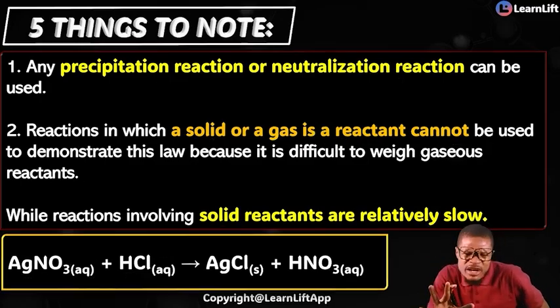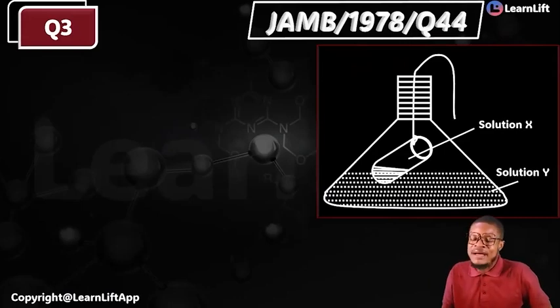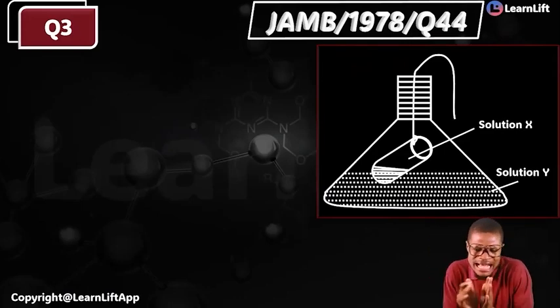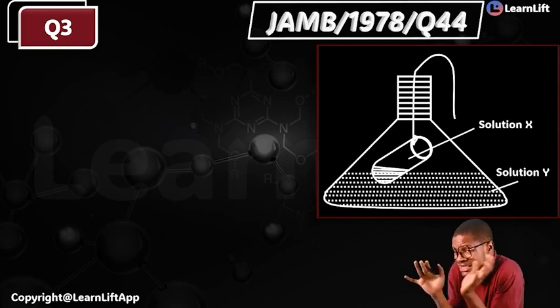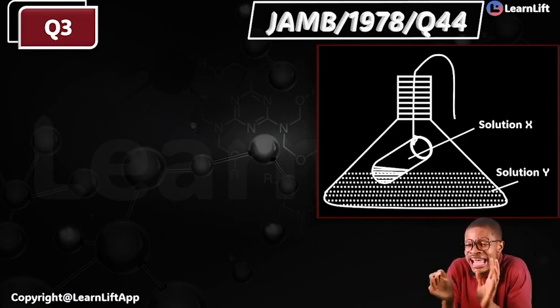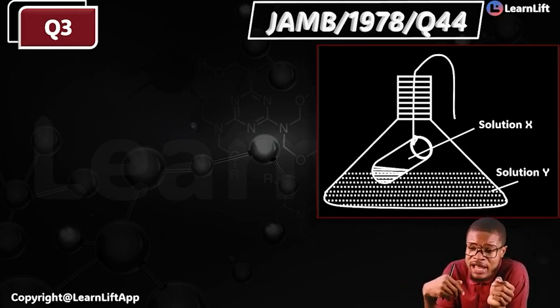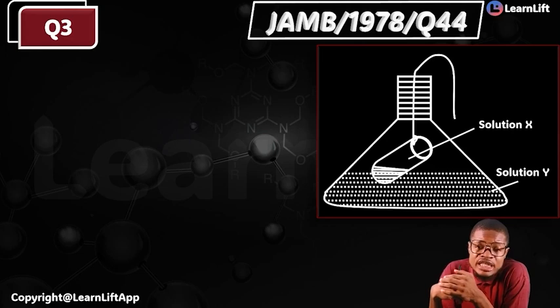If you understand this very quickly, please look at JAMB 1978 question 44. JAMB asks, you are familiar with this diagram already. I don't need to even go far. That X there, solution X, what is inside here? Is it not your silver trioxonitrate(V)? Your solution Y, what should be there? Is it not your dilute HCl?